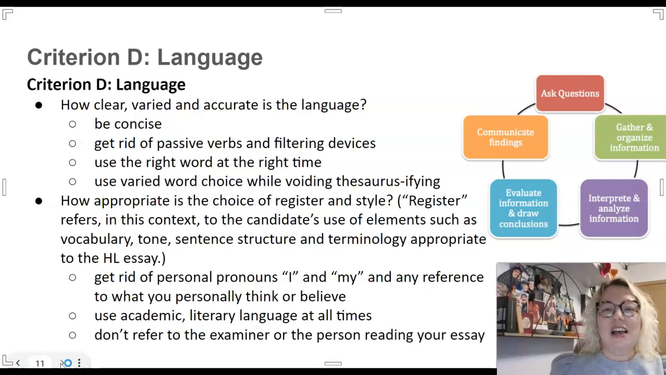Good luck as you start on Unit 3 here to finish up this higher level essay.